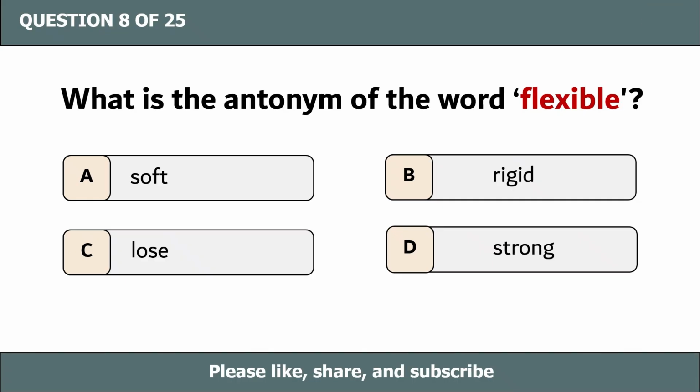Question 8. What is the antonym of the word flexible? The correct option is B. Rigid.